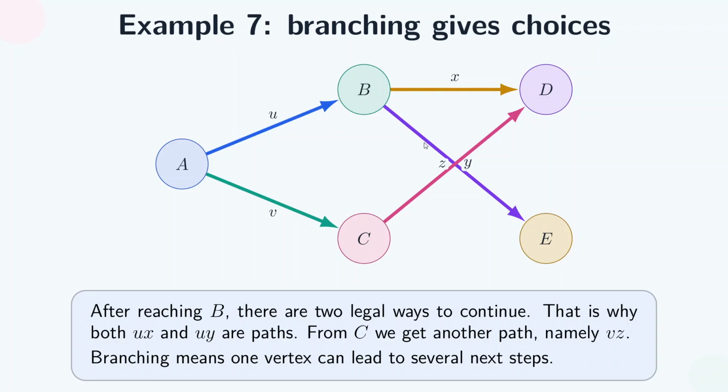For example, after reaching B, one continuation might give the path UX, while another continuation might give the path UY. Both are valid paths because both continue legally from the same place. And from another vertex, we may get yet another path, such as VZ. So branching means that paths are not always forced. Sometimes a quiver offers choices, and each legal choice creates a different path. This is how quivers begin to generate many possible journeys, even from a small amount of data.